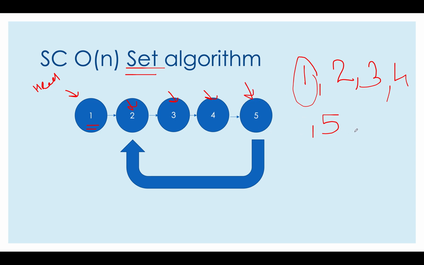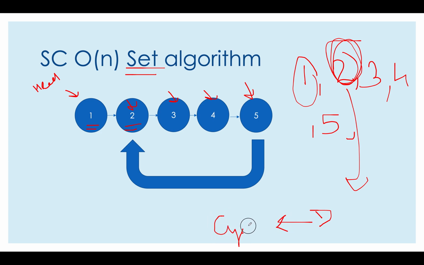And what is the next value in the linked list? The next node is 2. 2 already exists in your set data structure. That means it's a case of duplication. Duplication signifies a cycle, and since it's a cycle, you return true.